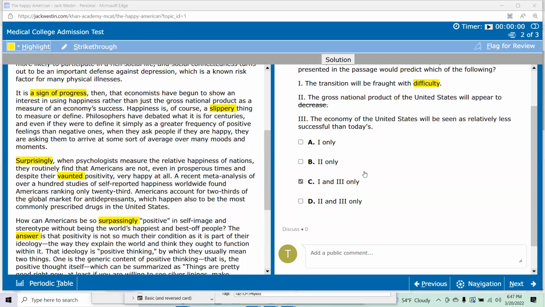Oh wait, hold up. I just realized. Wait, what? When it says economy, does it mean success? The success equal economy? I don't know now.